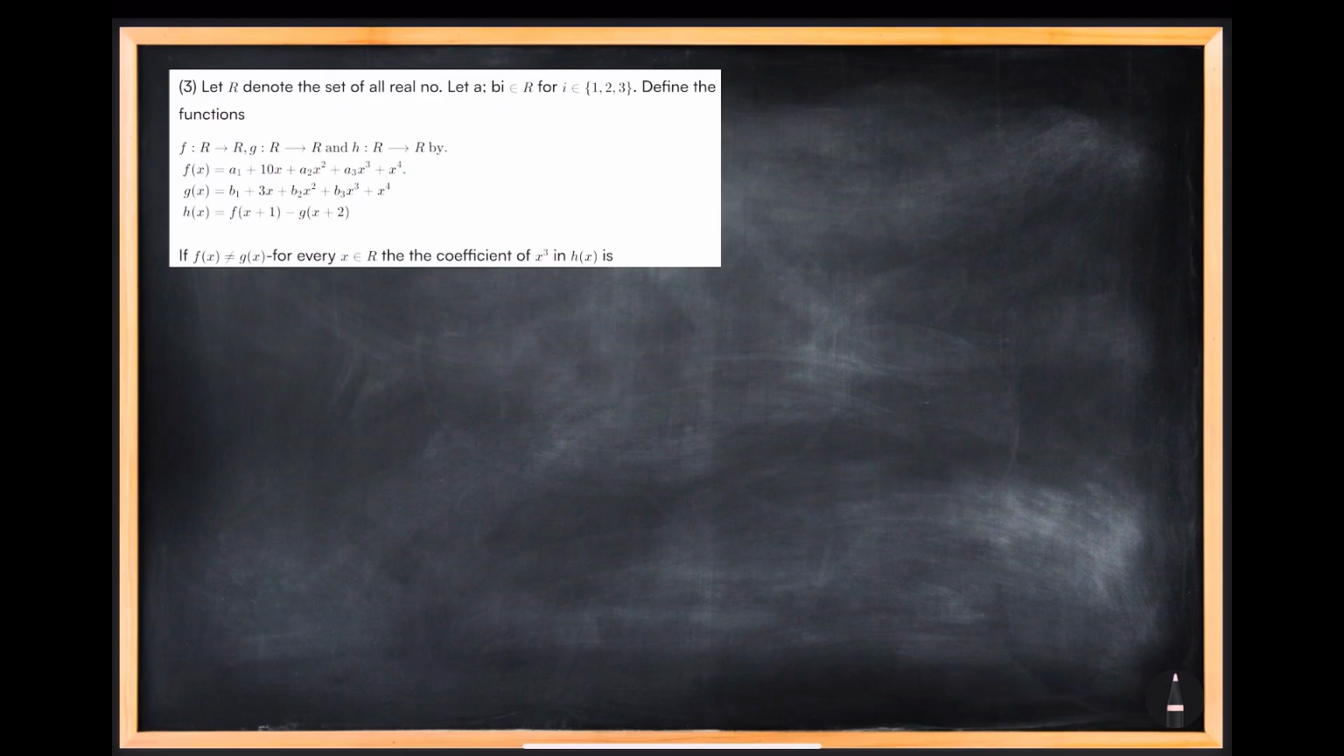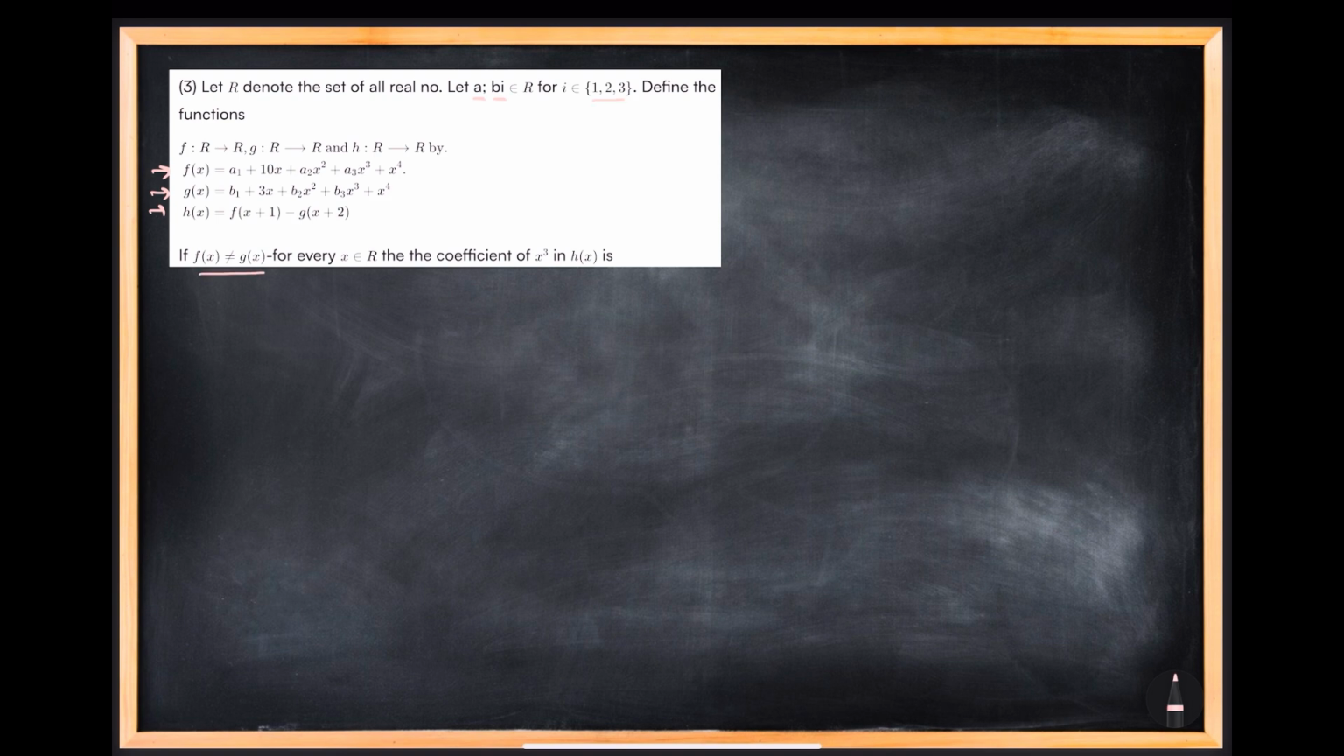So we got this question to handle. Let R denote the set of all real numbers. Let ai, bi belong to the real numbers for each i from 1 to 3, meaning a1, a2, a3, b1, b2, b3. Define the function f as this, g as this, and h as this. So you've got the f function, the g function, and you also have the h function.